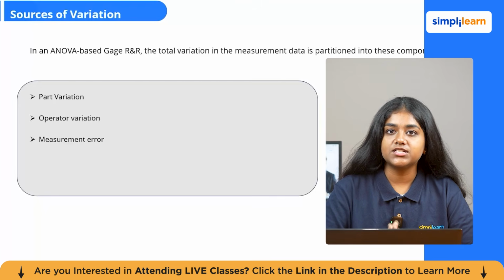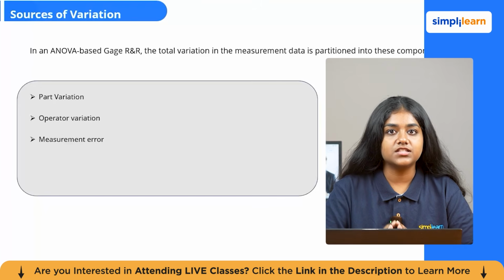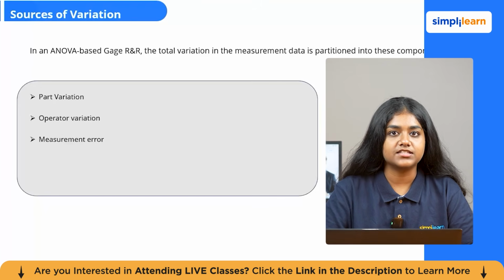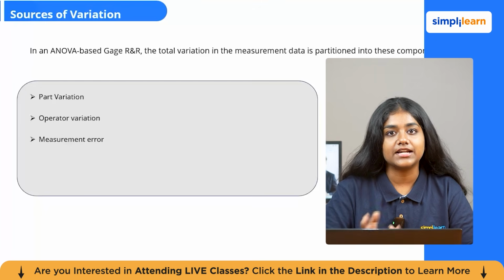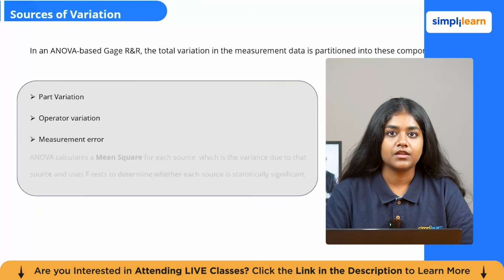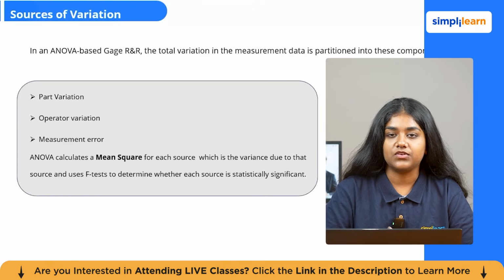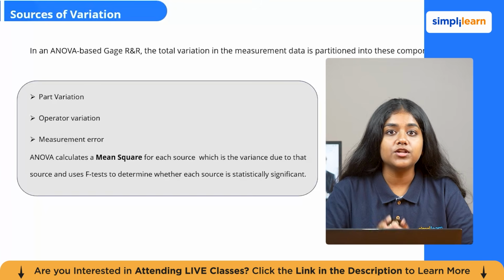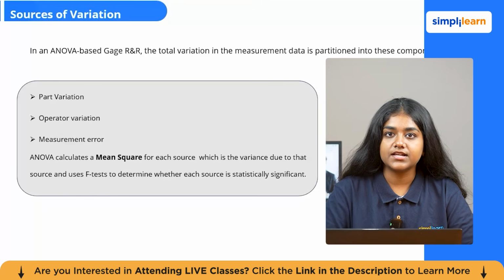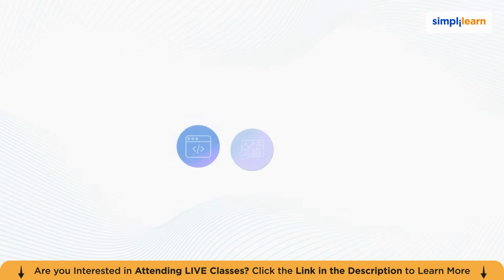ANOVA calculates a mean square for each source, which is a variance due to that source, and uses F-tests to determine whether each source is statistically significant. So why does this matter? By quantifying each source, ANOVA gives you a precise picture of where your measurement system variation is coming from and how much each source contributes. This guides targeted improvement action.